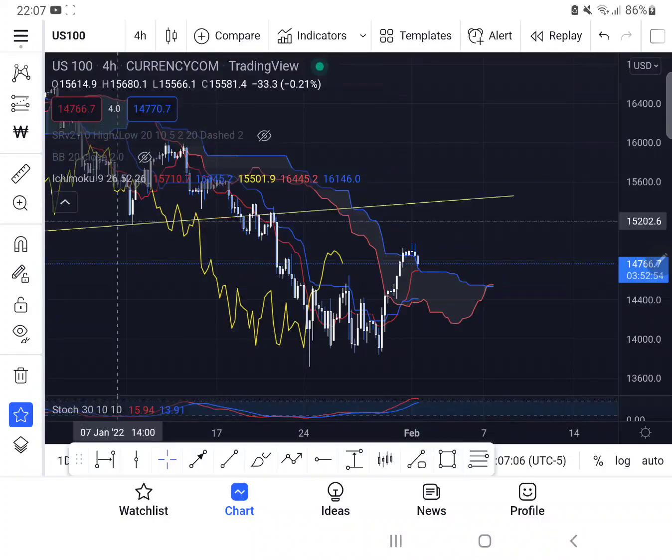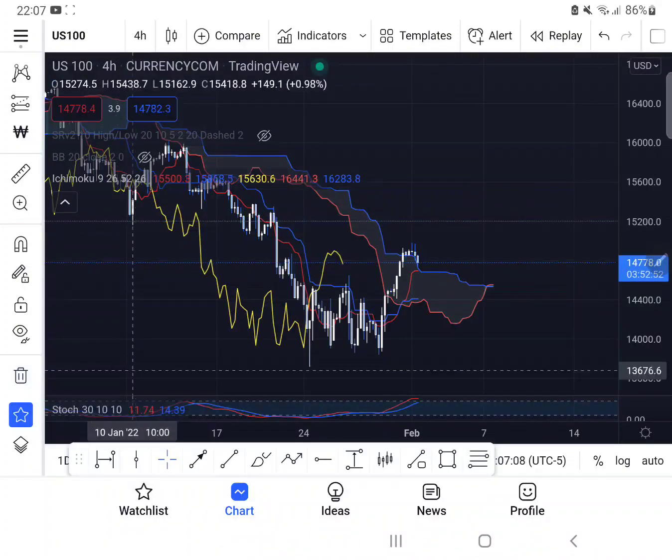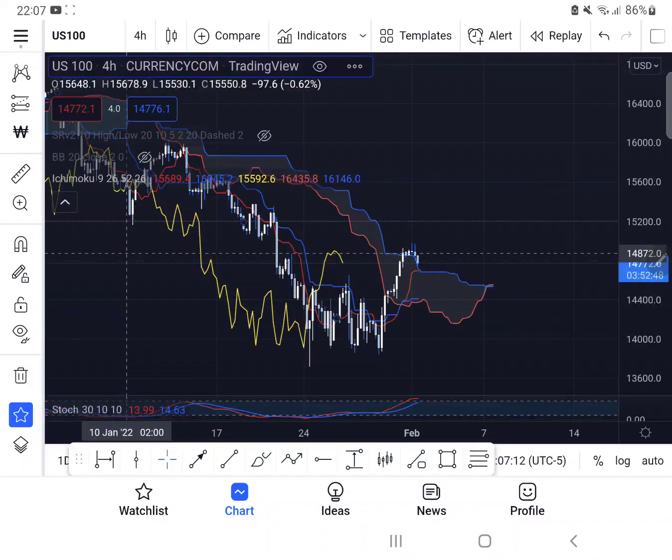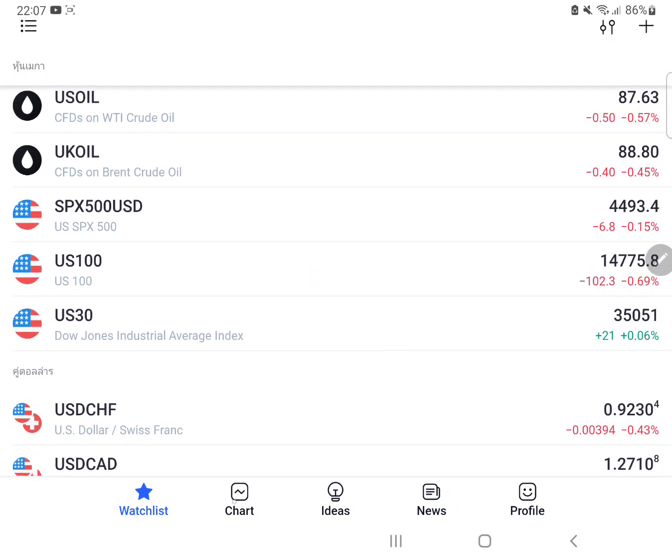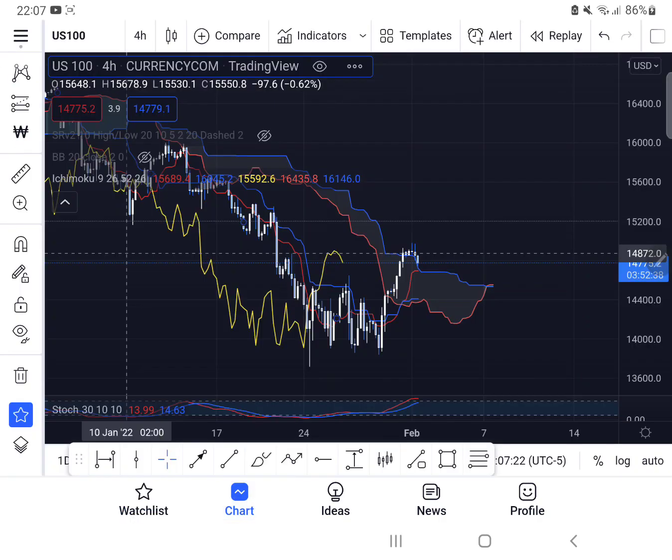How about the US 100? Okay, I remove first. The US 100, or as we call it, the Nasdaq 100, the technology stocks.